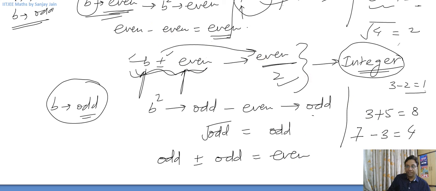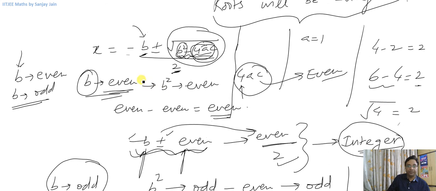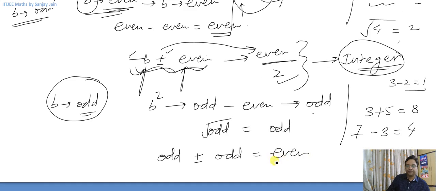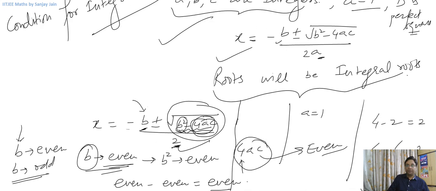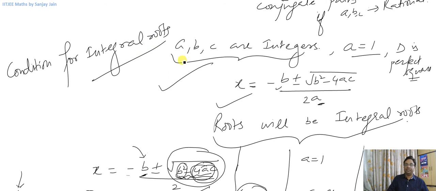And then when you divide it by 2, it will be completely divisible, hence the answer will be an integer, right? For example, if let us say here I got 8, 8 will be divisible by 2 and the answer will be 4. So this will be an integral answer. So this is a condition for integral roots, that if a, b and c are integers, a is equal to 1 and d is a perfect square, then the roots will definitely be integral roots.